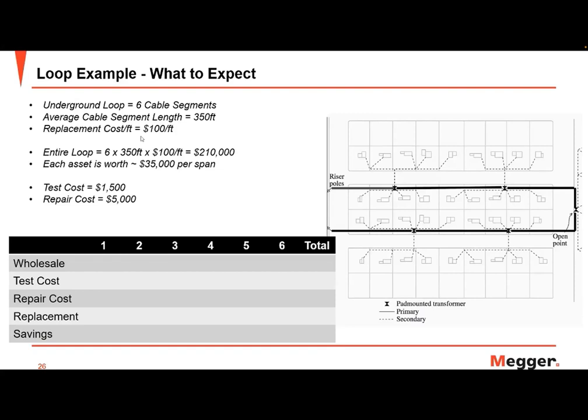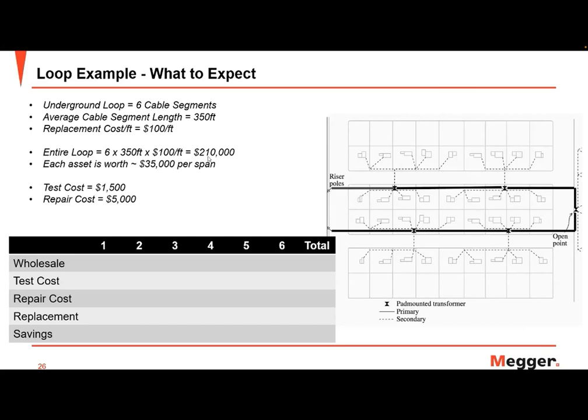And this is why we say this is an expensive proposition. If those cables that are in the ground are passing these tests, then nothing more needs to be done to them. So they're basically like new cables. Going back to the example here, we have the entire loop of 6 cables, 6 spans basically, times 350 feet, times $100 a foot replacement.